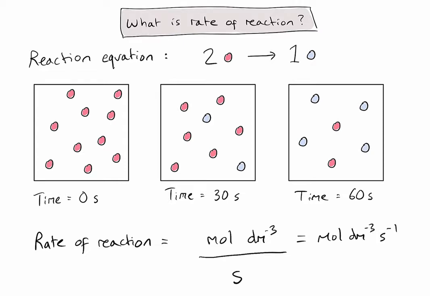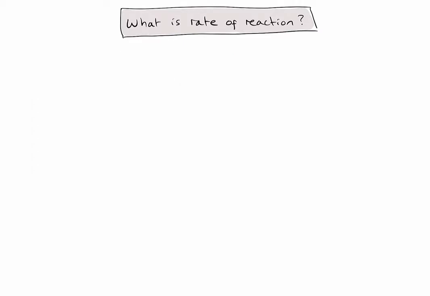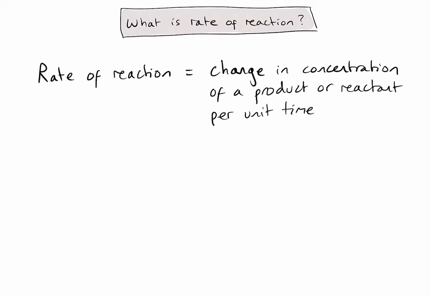Let's now summarize the key points from this video. Firstly, rate of reaction is expressed as the changing concentration of a particular reactant or product per unit time. And secondly, the standard units for rate of reaction are moles per decimeter cubed per second.